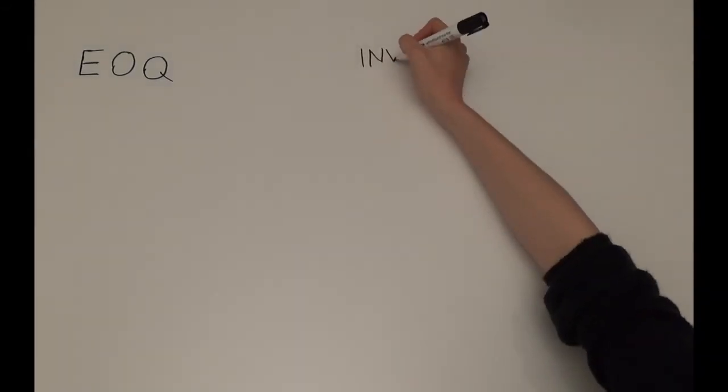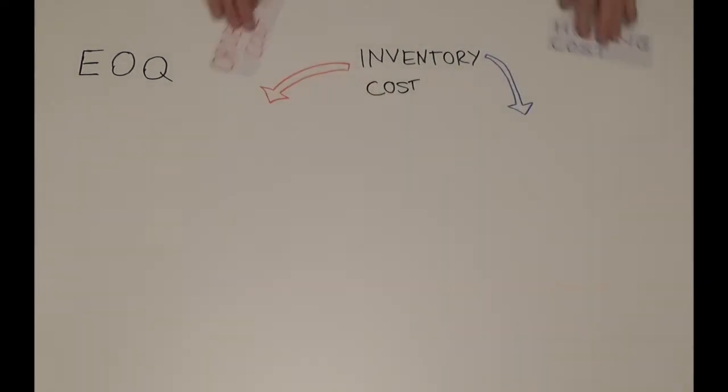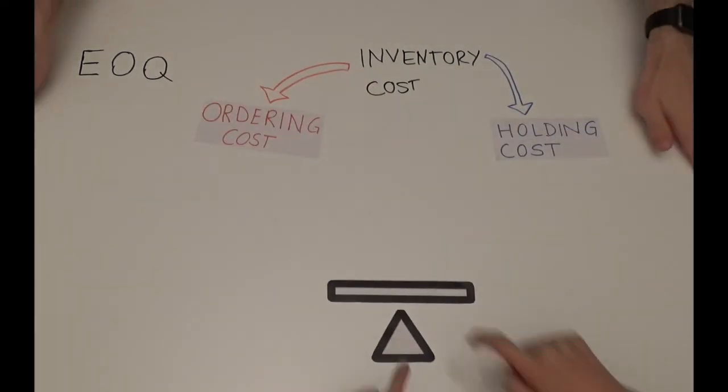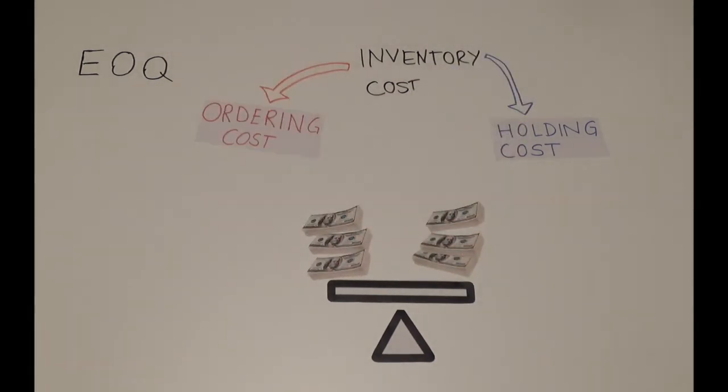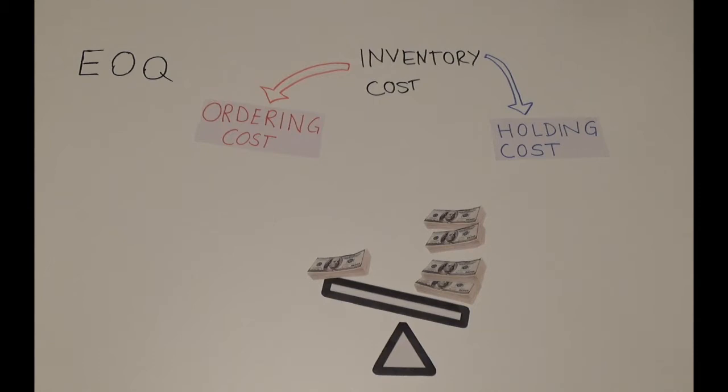Total inventory cost consists of ordering cost plus holding cost. These costs counterbalance each other. This means that purchasing higher volumes less often would decrease ordering cost, but doing so increases holding cost, since the average level of stock kept on hand is higher.